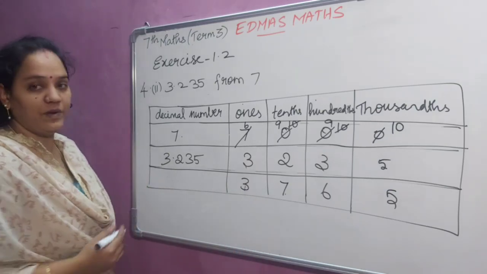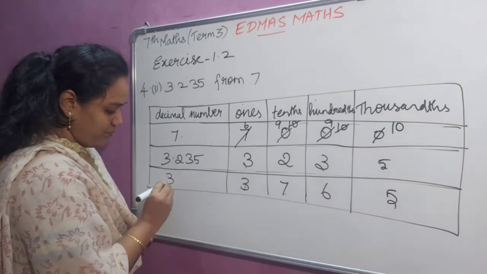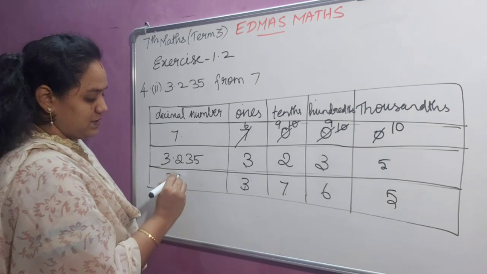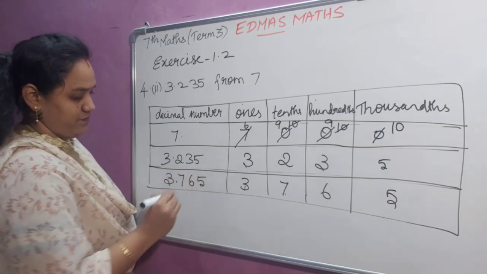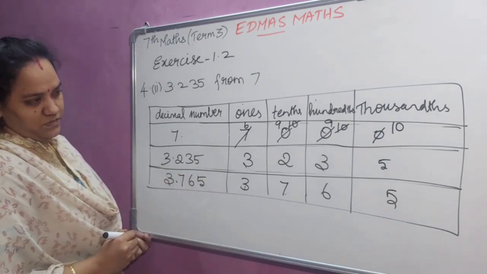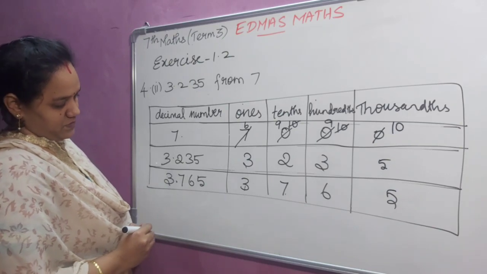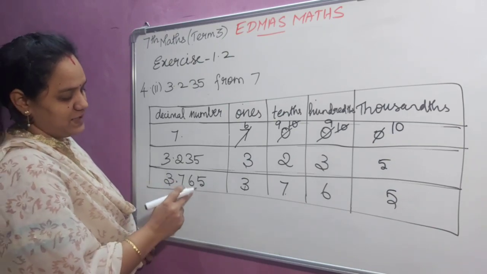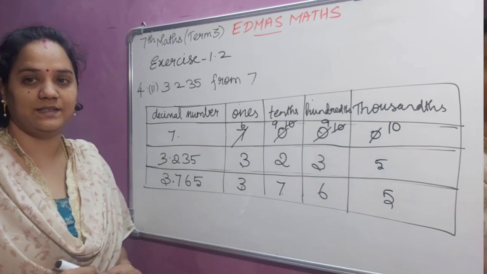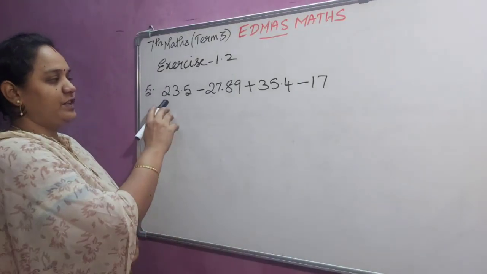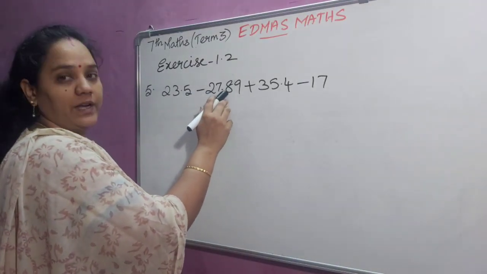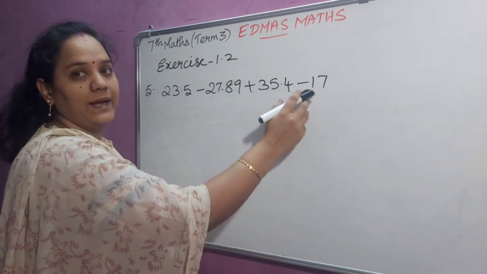Shall we write it in decimal form? So 3.765. Right? So 3.765 is our answer. So the fifth problem is simplify 23.5 minus 27.89 plus 35.4 minus 17.